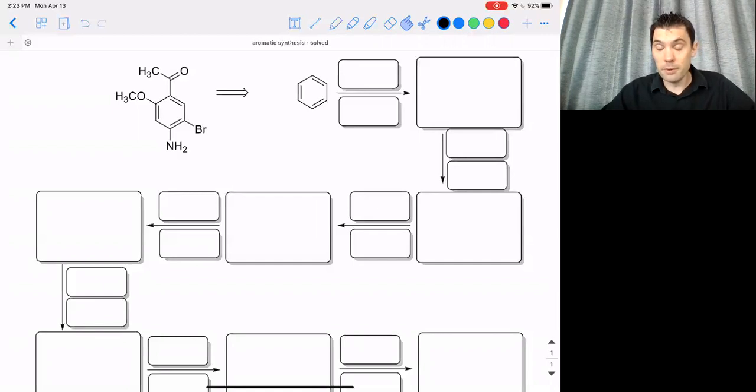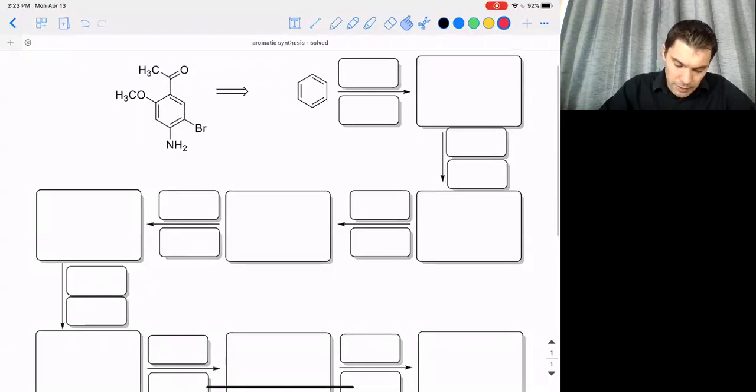All right, welcome back, folks. What I'm going to do is just start talking through some of these. And like I said, sometimes it's easier to go forwards, and sometimes it's easier to go backwards, and sometimes it's easier to do a little bit of both. At least when I look at this structure, we've got 4 groups all over this ring system, and that's going to make life difficult: 1, 2, 3, 4.